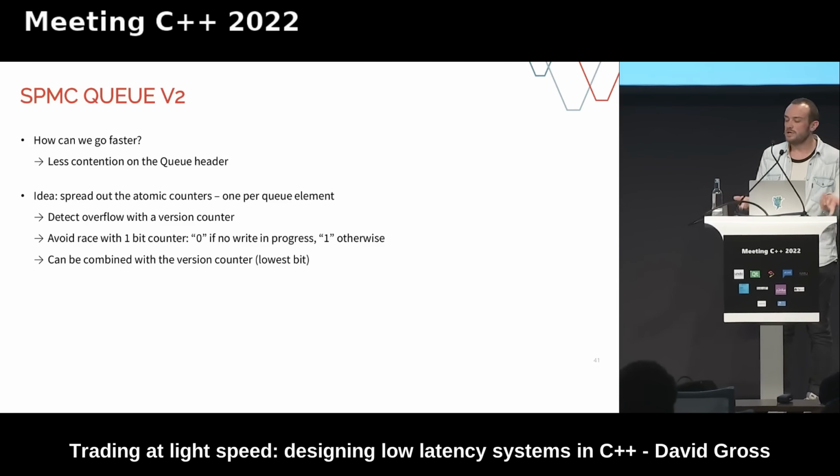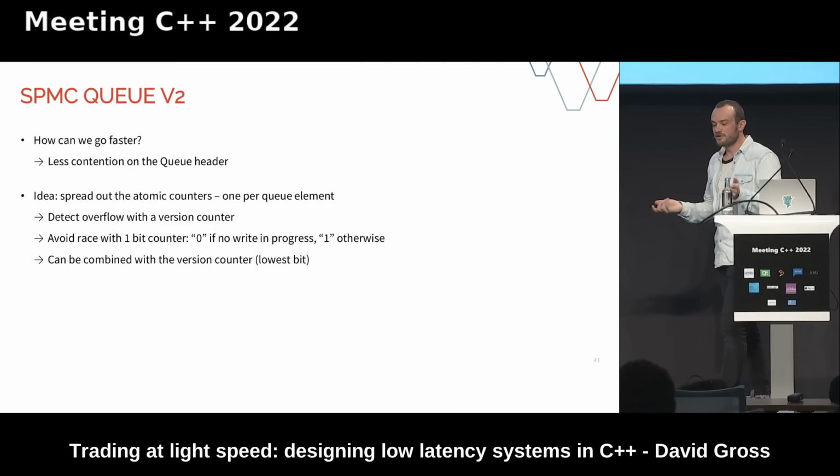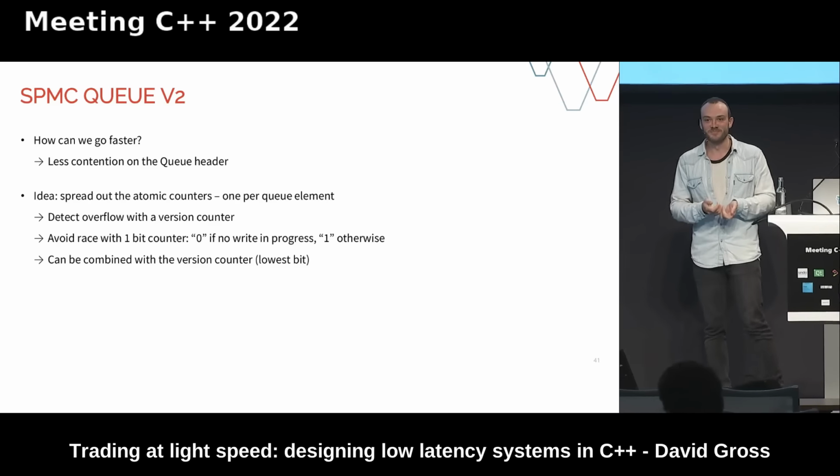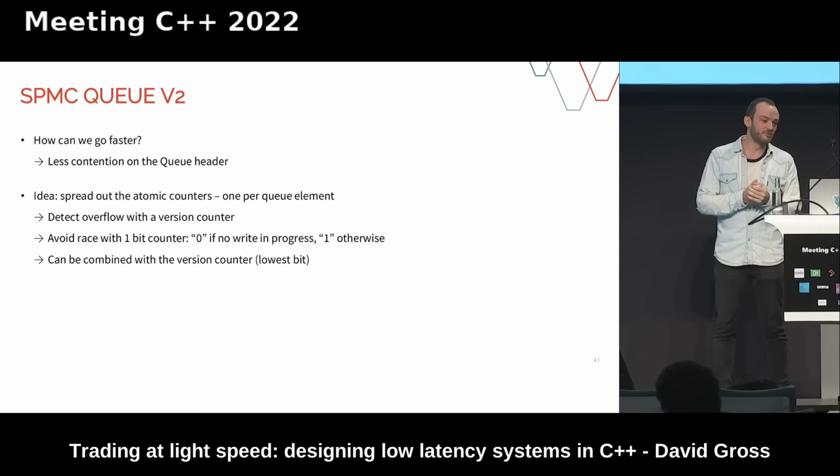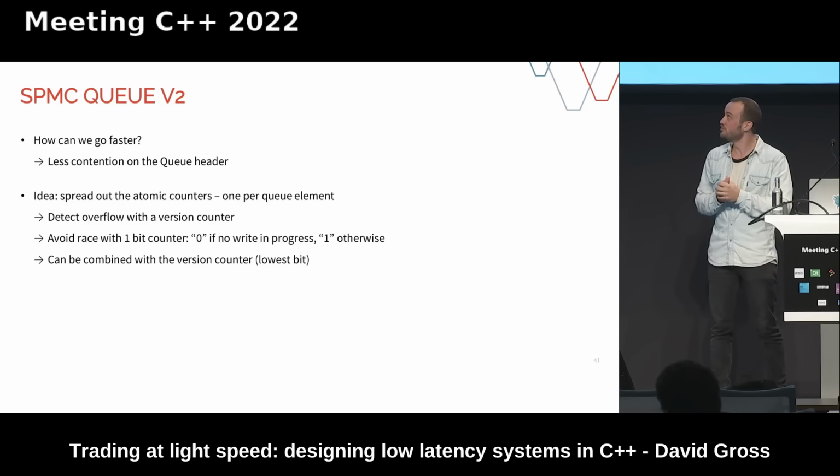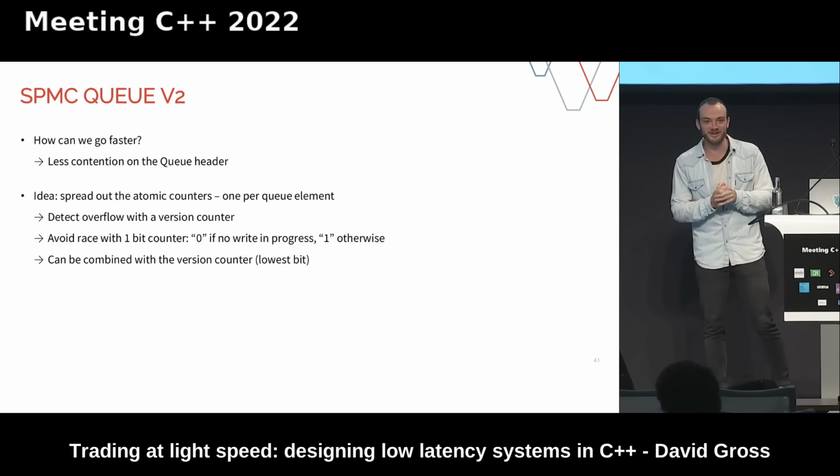Okay, so now how do we go faster? Because that's nice, but it's always interesting to get a little bit faster, effectively, when we have a queue in Java that is in front of us.